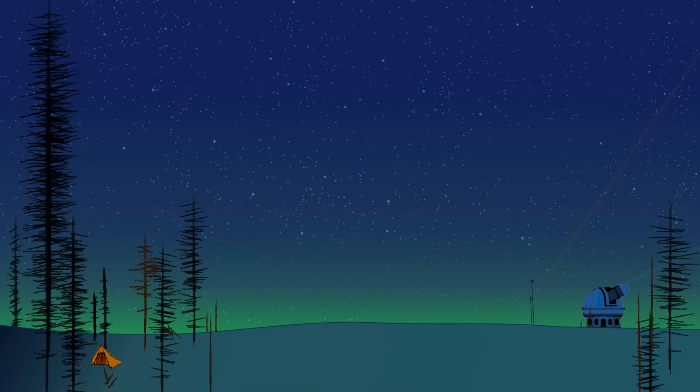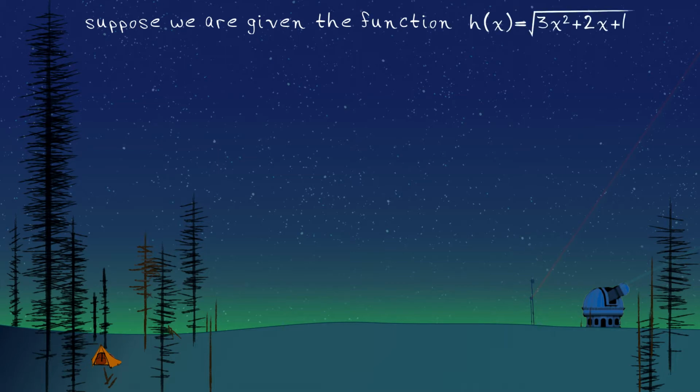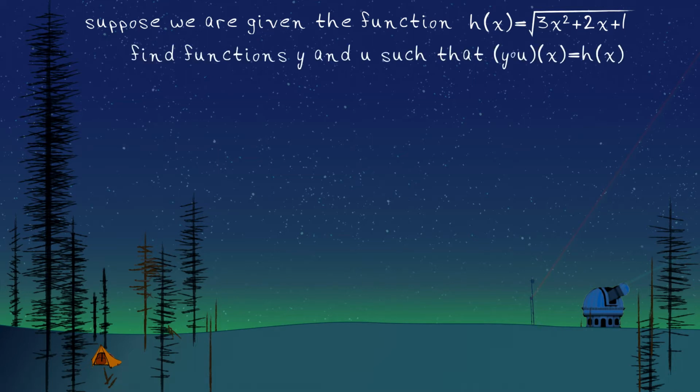All right, we want to be able to differentiate composition functions, not just simple functions that we've seen so far. So suppose that we're given the function h of x is equal to the square root of 3x squared plus 2x plus 1. We're asked to find functions y and u such that y compose u of x is equal to h. So we want two functions such that when we plug one into the other, we're going to get this h of x, this radical.